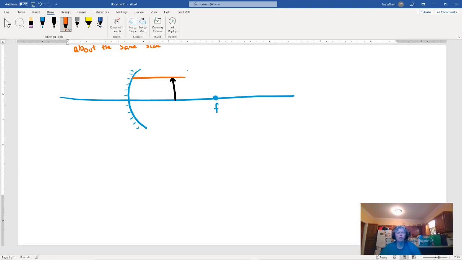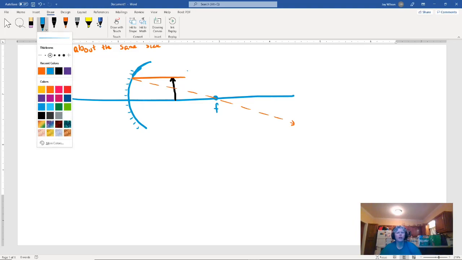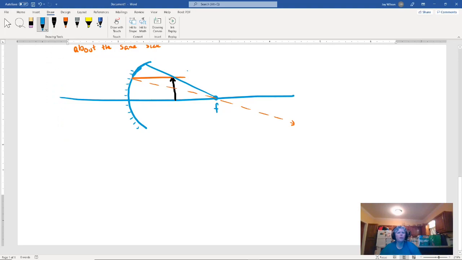In parallel, goes out through the focal point. Let me get this a little bit bigger up here, and then we've got in through the focal point. You'll notice I had to start at the focal point this time. This is going to go focal point through the tip, and it's going to reflect out parallel.